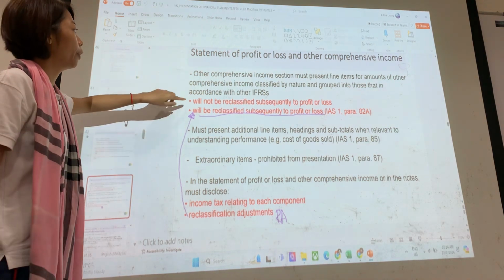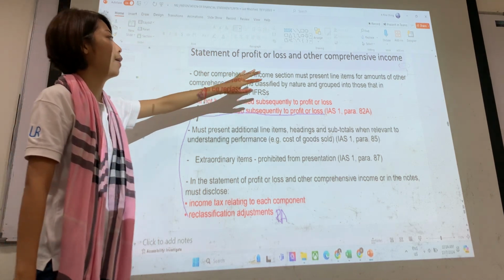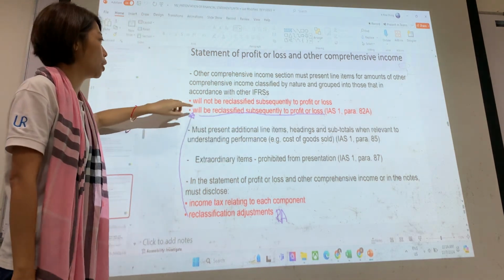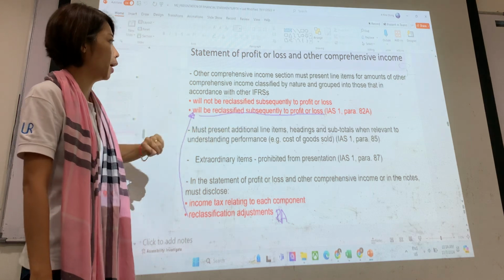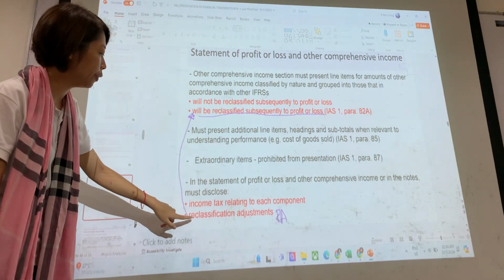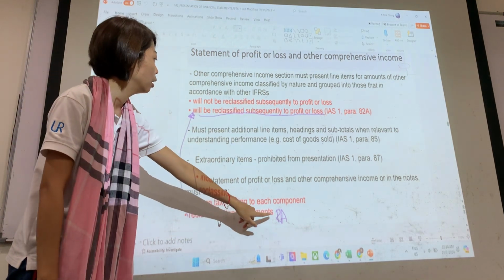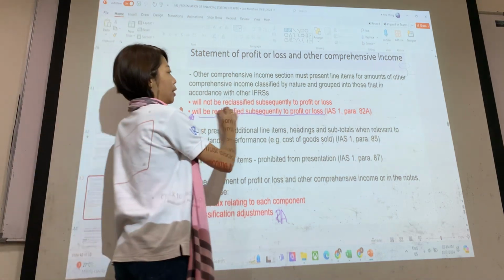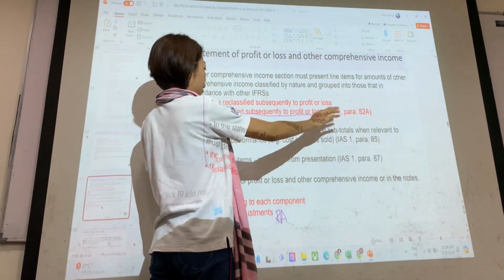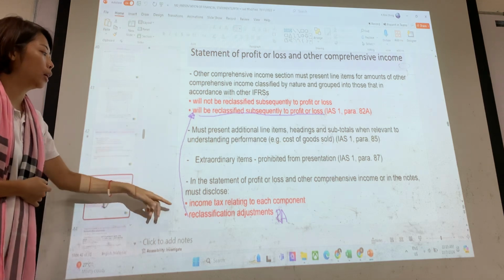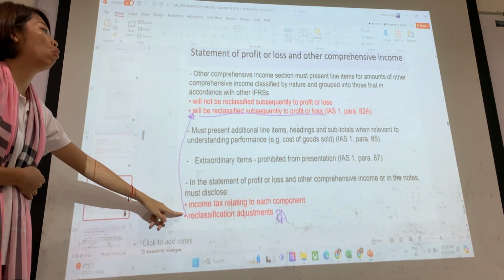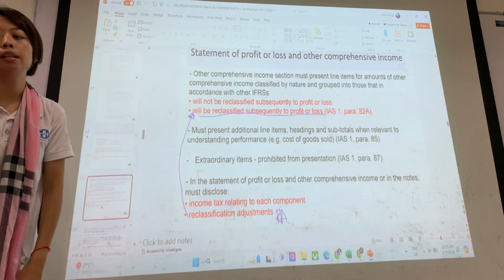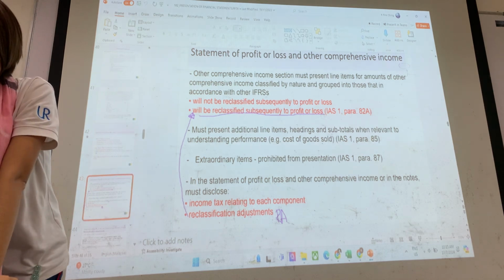So we have two categories. One is will not be reclassified subsequently to profit or loss. One is will be reclassified subsequently, right? Now, there might be a reclassification adjustment only for this type, not for the rest, only for this type. And reclassification adjustment will only happen during disposal or transfer out.